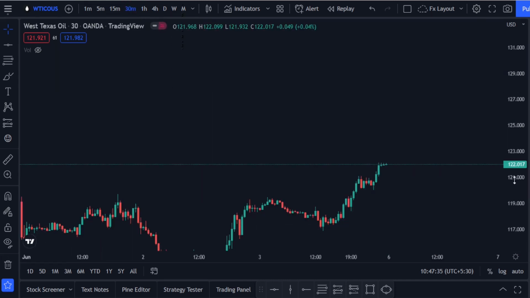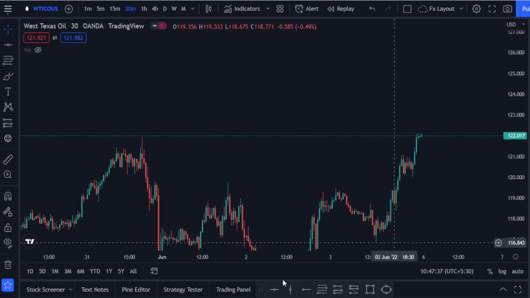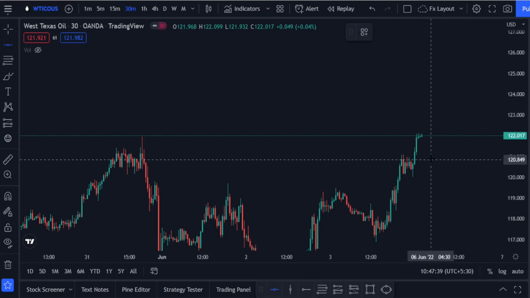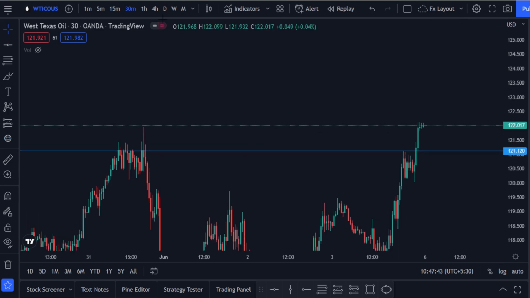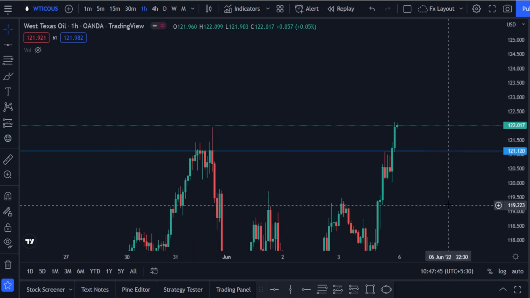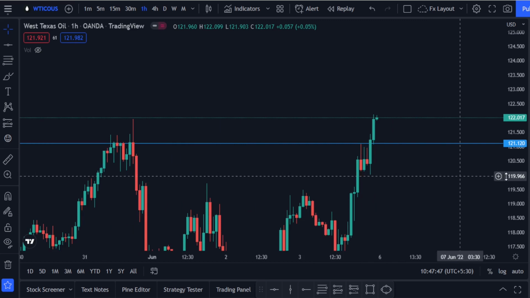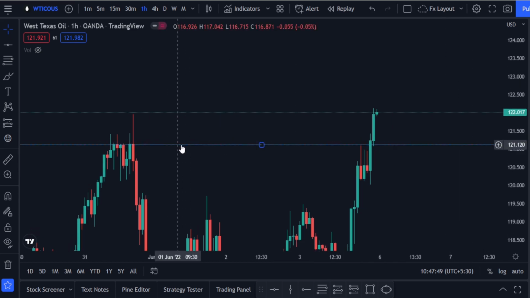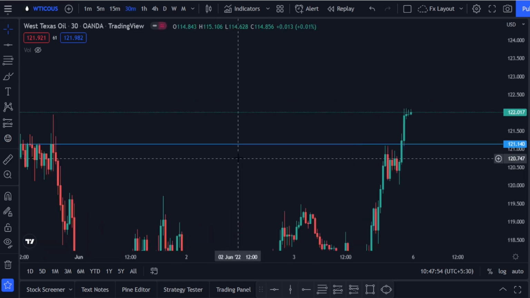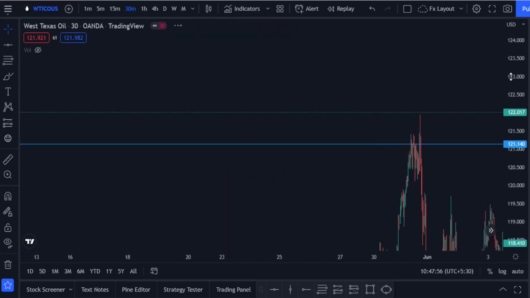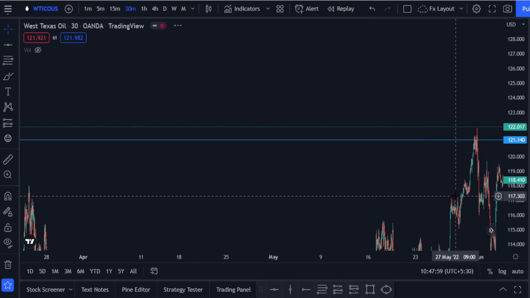Now let's see what's happening on the 1 hour and 30 minute. If we mark that, okay, this one is going to be a resistance area on the 30 minute, let's see how it is looking on the 1 hour chart. So on the 1 hour as well, this is the resistance area, and on the 30 minute as well, this one is going to be the resistance area. Now let's see where the next resistance is going to be.